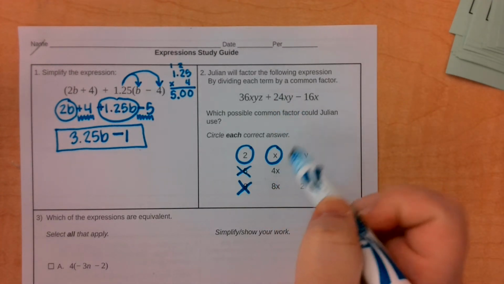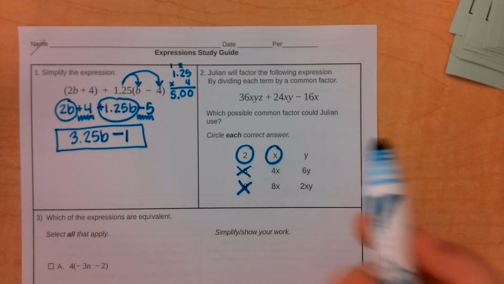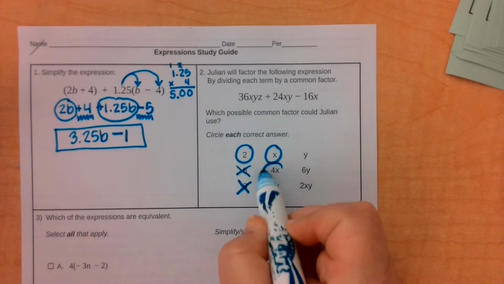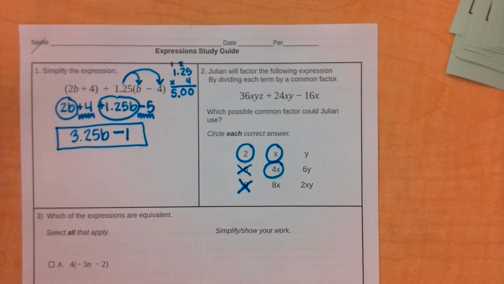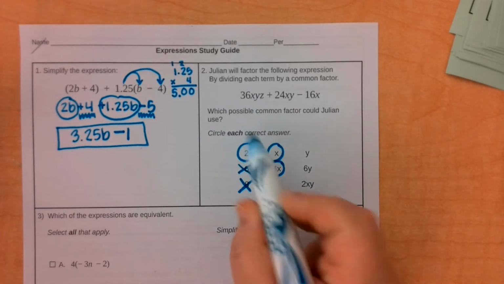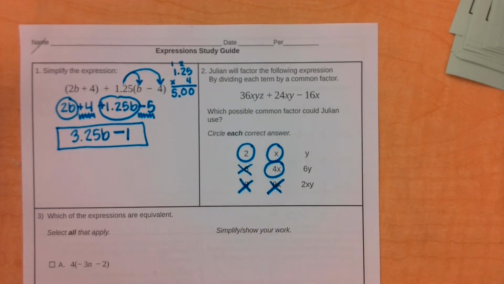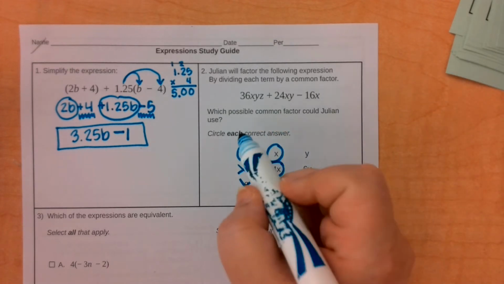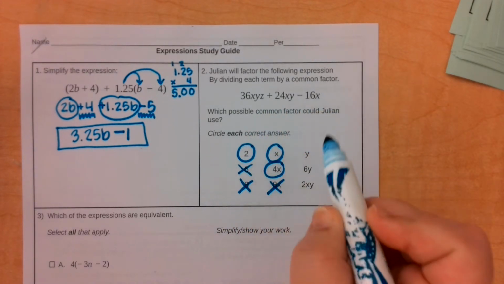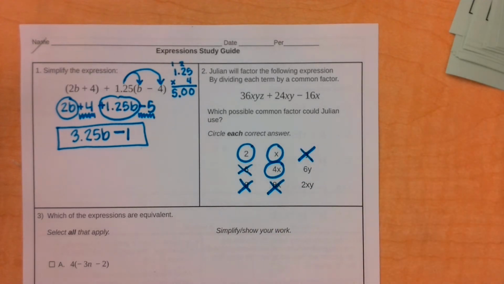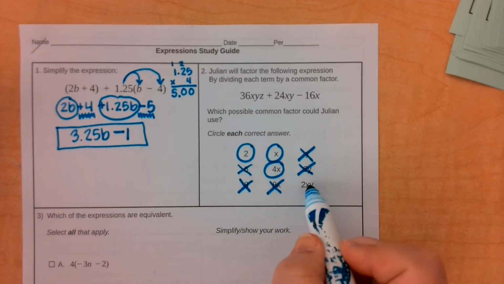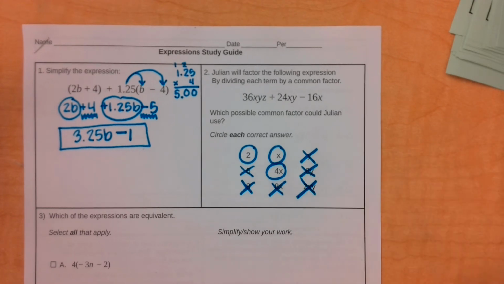24 divided by 4 is 6. 16 divided by 4 is 4. And they all have x's, so 4x does indeed work. What about 8x? Oh, 8x does not work because 36 cannot be divided by 8. What about y's? These two have y's, but the last one does not, so that does not work. 6y, 6 did not work, so 6y will not work. 2xy, the 2 and the x work, but the y does not, so that one also does not work. So there are only 3 options that do work.